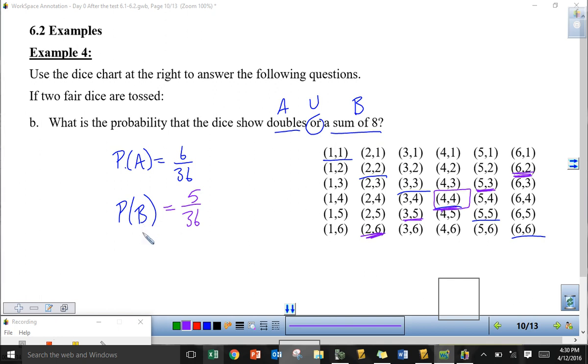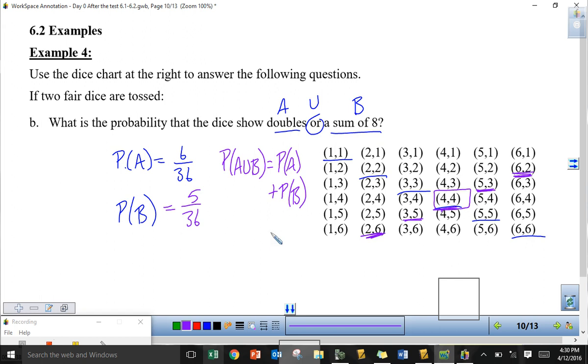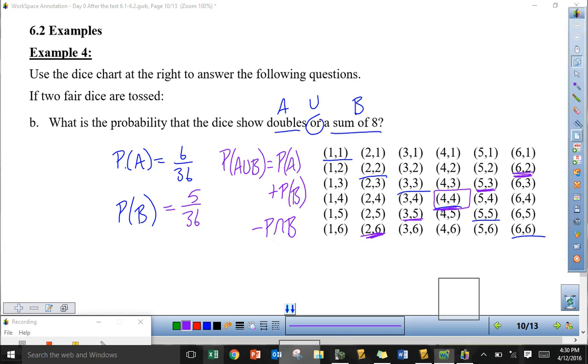So what we want to do is be sure not to count it twice. We know the probability of A union B is going to be equal to the probability of A plus the probability of B, but then we have to subtract off the intersection where they overlap. So the probability of A intersect B. In this case, the A intersect B was one event, so that would look like 1 over 36.